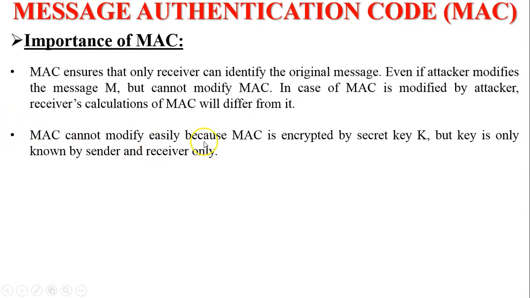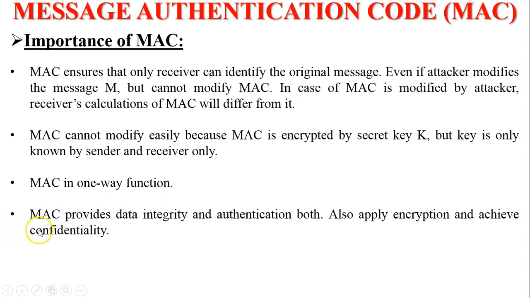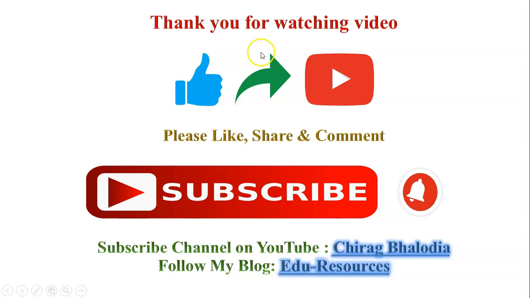MAC cannot be modified easily because the MAC is protected by the secret key K, but the key is known only by the sender and receiver. MAC is a one-way function. It means if a message is given, you can generate the MAC, but if the MAC is given, you cannot generate the message. MAC provides data integrity and authentication both. As we discussed at the start of the video, you can also apply encryption to the MAC and message. We can achieve confidentiality.